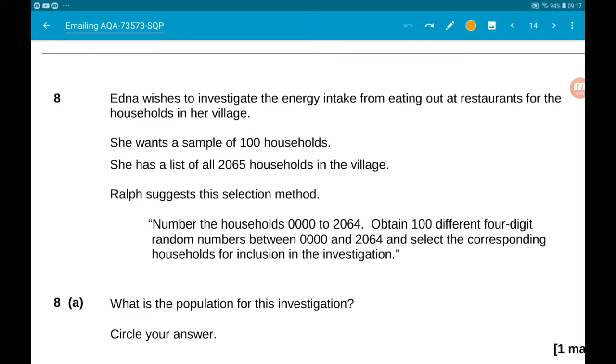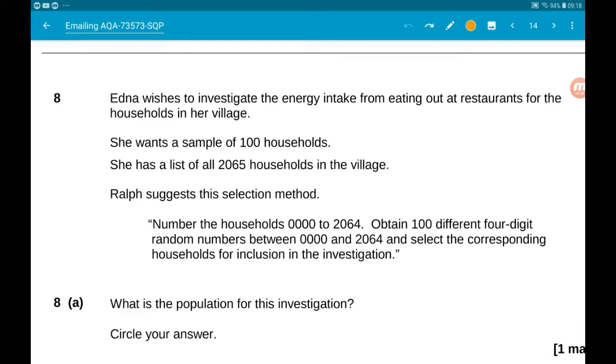Okay, question 8. So begins the statistics. So, Edna wishes to investigate the energy intake from eating out at restaurants for the households in her village. She wants a sample of 100 households. She has a list of the 2,605 households in the village. Ralph suggests the following selection method.